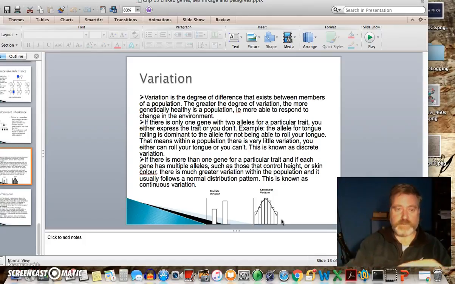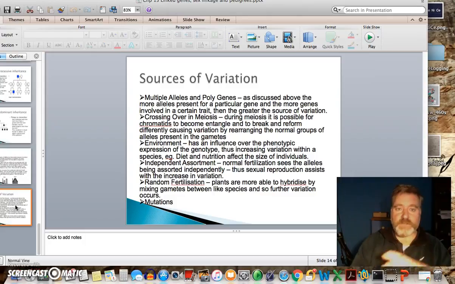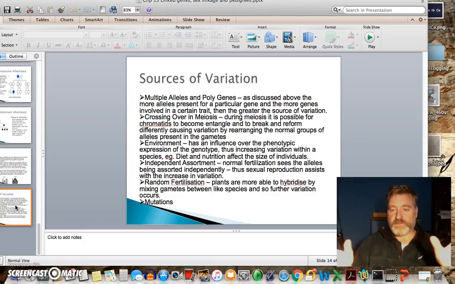And variation is important. I'm going to run out of time, aren't I? This last slide, so that's right. So how do we get variation? Lots of alleles, lots of genes, so polygenes, polyallelic, really useful. Crossing over, of course, during meiosis creates lots of differences. The environment, so the influence of the environment changes things. The independent assortment, and the random fertilisation of sperm and egg.